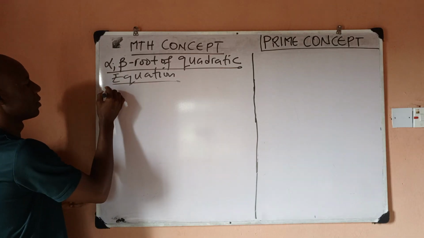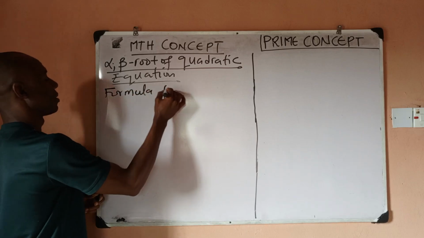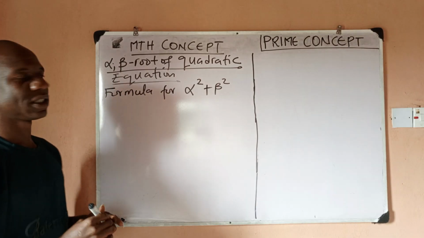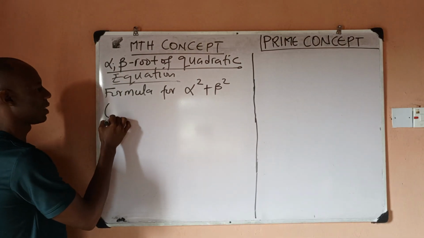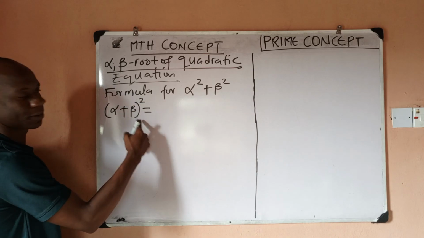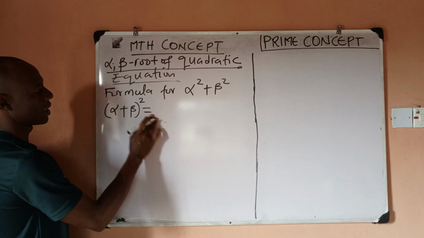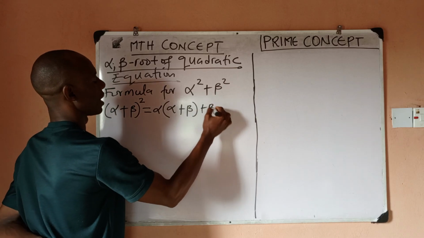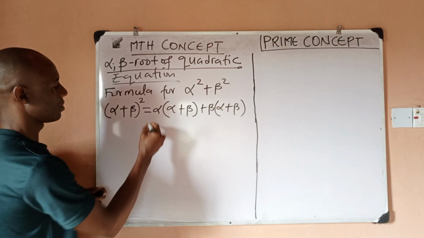Now, first, we want to find a formula for alpha squared plus beta squared. We want to derive a formula for this as the first one. So in order for us to get the formula for this, we will start this way, knowing that alpha plus beta all squared can be expanded, right? Yes, this can be expanded. Let's do it this way. If I want to expand this, I would simply say alpha plus beta into alpha plus beta. So this is a simple way of expanding this, which I believe it's clear to you.